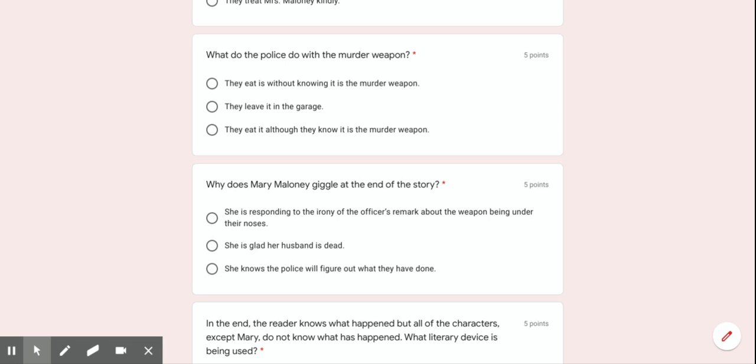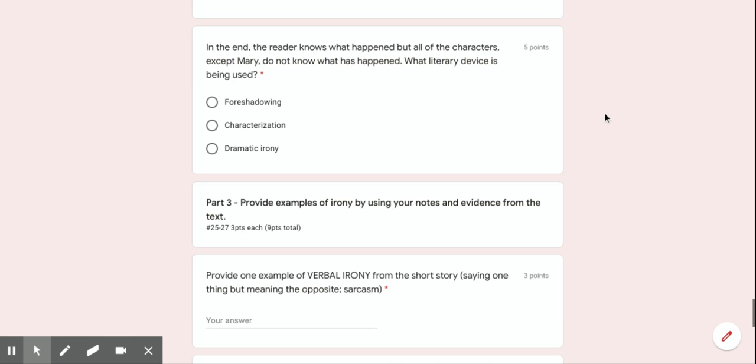Next question. Why does Mary Maloney giggle at the end of the story? This is on page 162. A, she's responding to the irony of the officer's remark about the weapon being under their noses. B, she is glad her husband is dead. Or C, she knows the police will figure out what they have done.